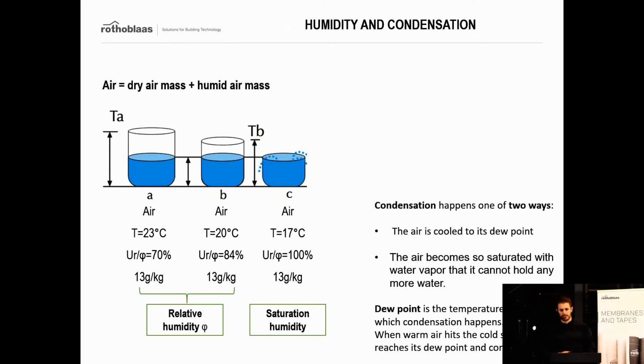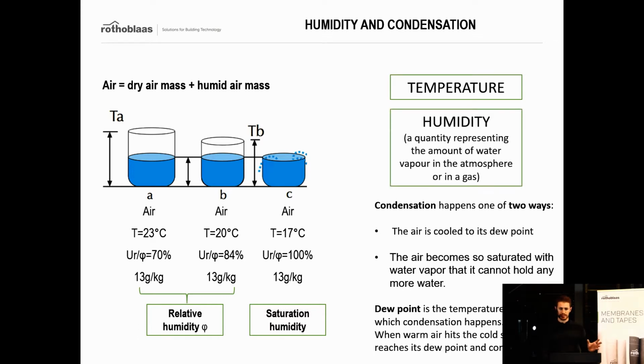To explain this in easier words, we can for instance think about hot air coming in contact with a cold surface, and as we all know, we see condensation. The water drops onto the cold surface, and that's because the water cannot be contained anymore in the air. And so temperature, as we understood now, is very important, and humidity. These two things are very important to keep in mind.